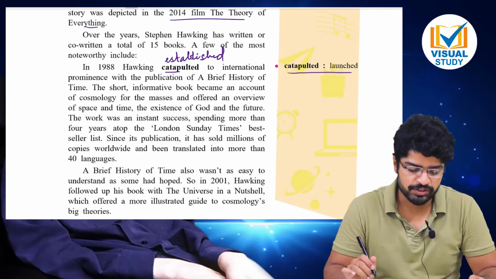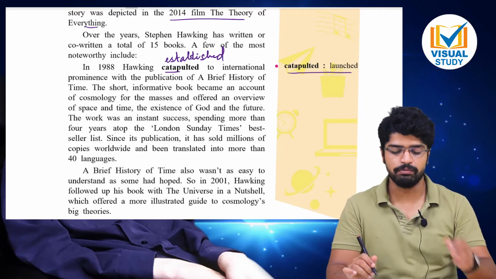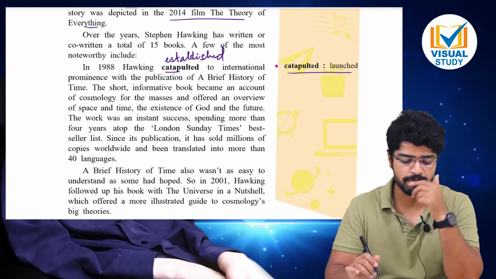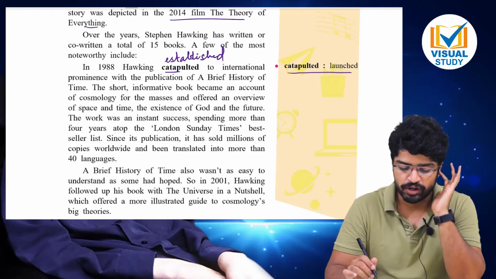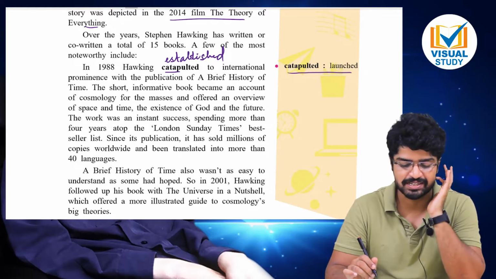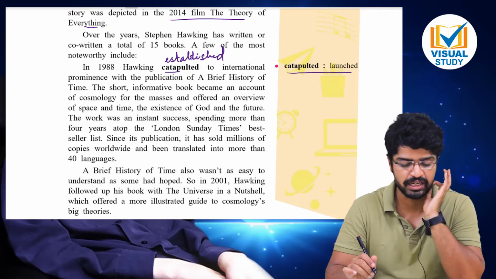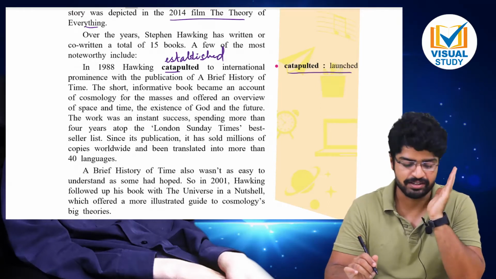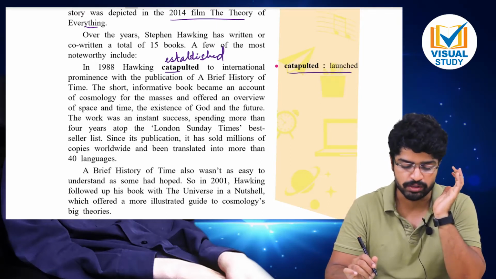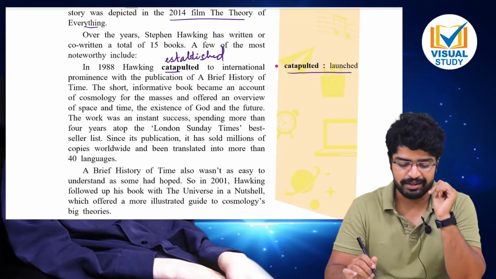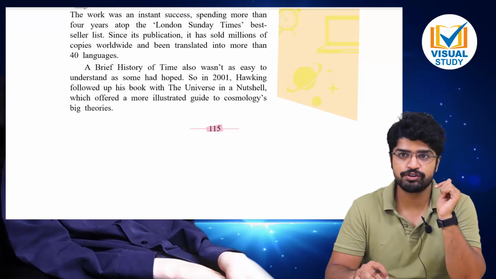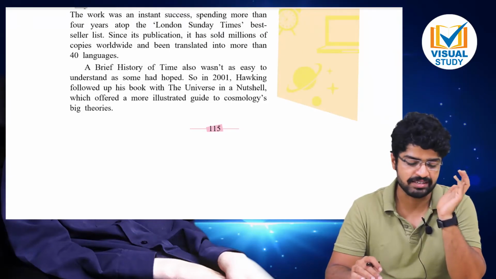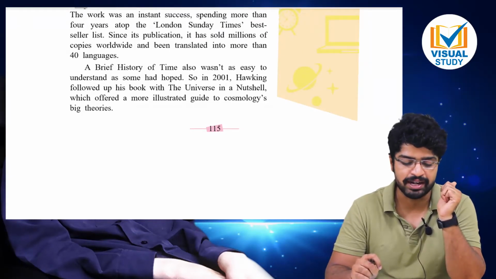Now, A Brief History of Time. The short informative book became an account of cosmology for the masses and offered an overview of space and time, the existence of God and the future. The work was an instant success, spending more than 4 years atop the London Sunday Times bestseller list. Since its publication, it has sold millions of copies worldwide and been translated into more than 40 languages. A Brief History of Time also wasn't as easy to understand as some had hoped.